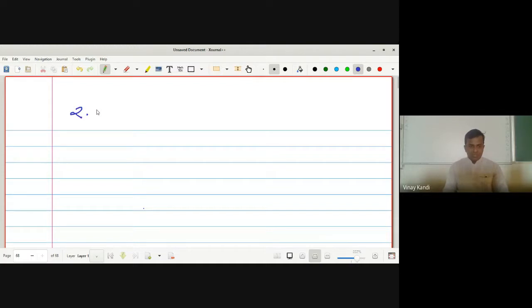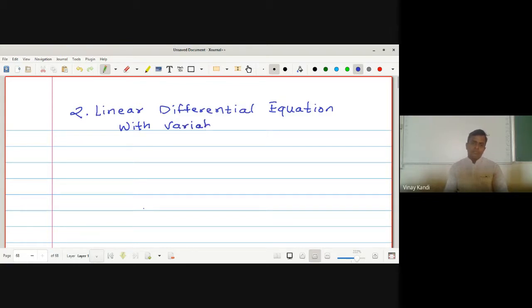Now we will start Unit number 2, linear differential equations with variable coefficients. Now the introduction part.